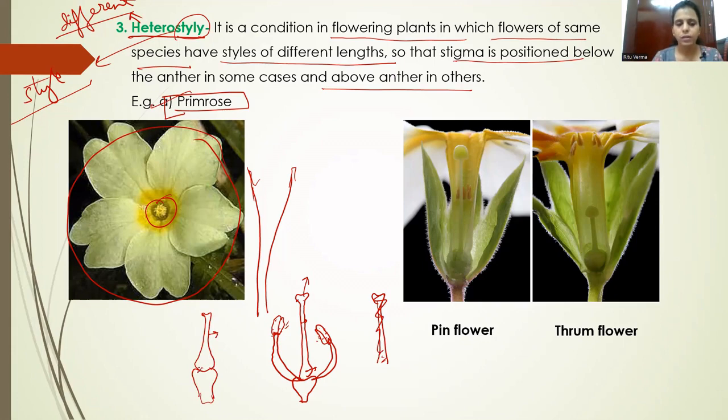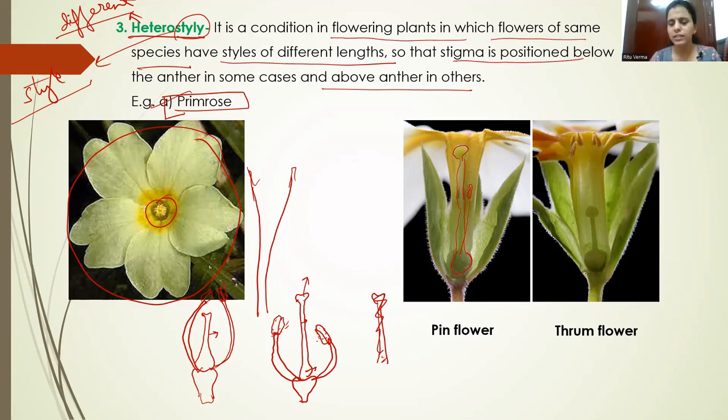The size of the style is smaller, and the size of the anther, I mean the size of the stamen, is longer. Okay, you can check here in the picture. This is the stigma. You can see such a long style, and deep down we have the ovary, and these are the anther and filament. So in this first flower, the stigma is positioned much higher than the anthers.